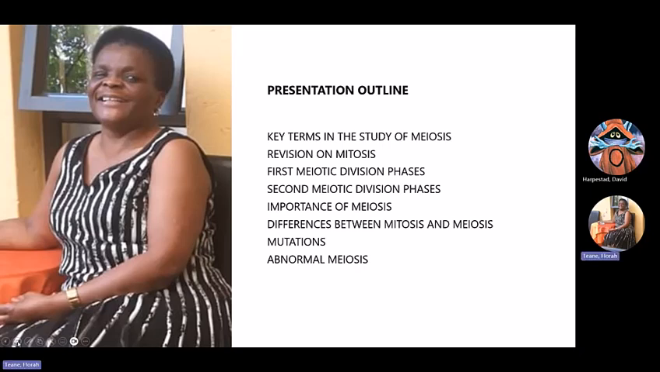We need to look into the key terms in this meiosis topic. We have a revision of mitosis from grade 10. We then tackle both first meiotic and second meiotic division. We look into the importance of this process and also how it differs from mitosis. And finally, we look at the changes, or what we call abnormal meiosis.